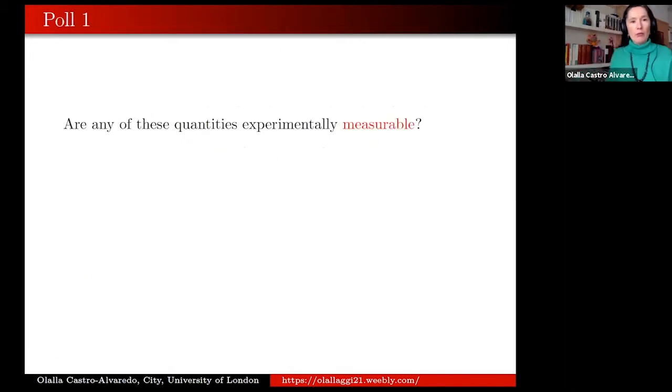First of all, I'm going to show you a question. This is my first poll. I want to find out how many of you think any of these quantities is experimentally measurable. Are these measures of entanglement something one can measure in the lab? Think about it. There are two options, yes or no. Now listen attentively to me. If you think the answer is yes, I want all the people that think the answer is yes to write something on the chat right now, but only those that think it's a yes. Hopefully when you do that, I should see a number appearing on the chat, which should indicate how many people have chosen that. So if you think it's yes, write something on the chat right now.